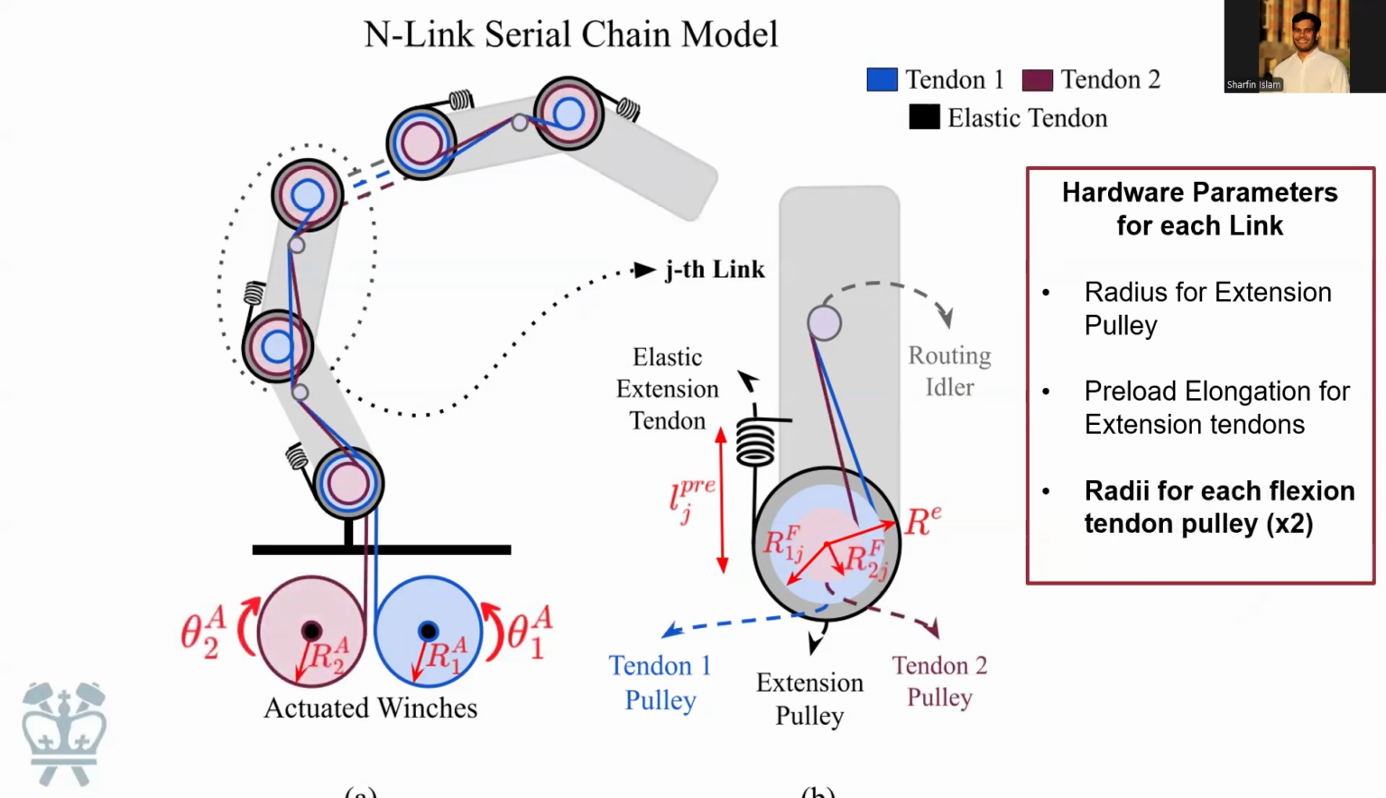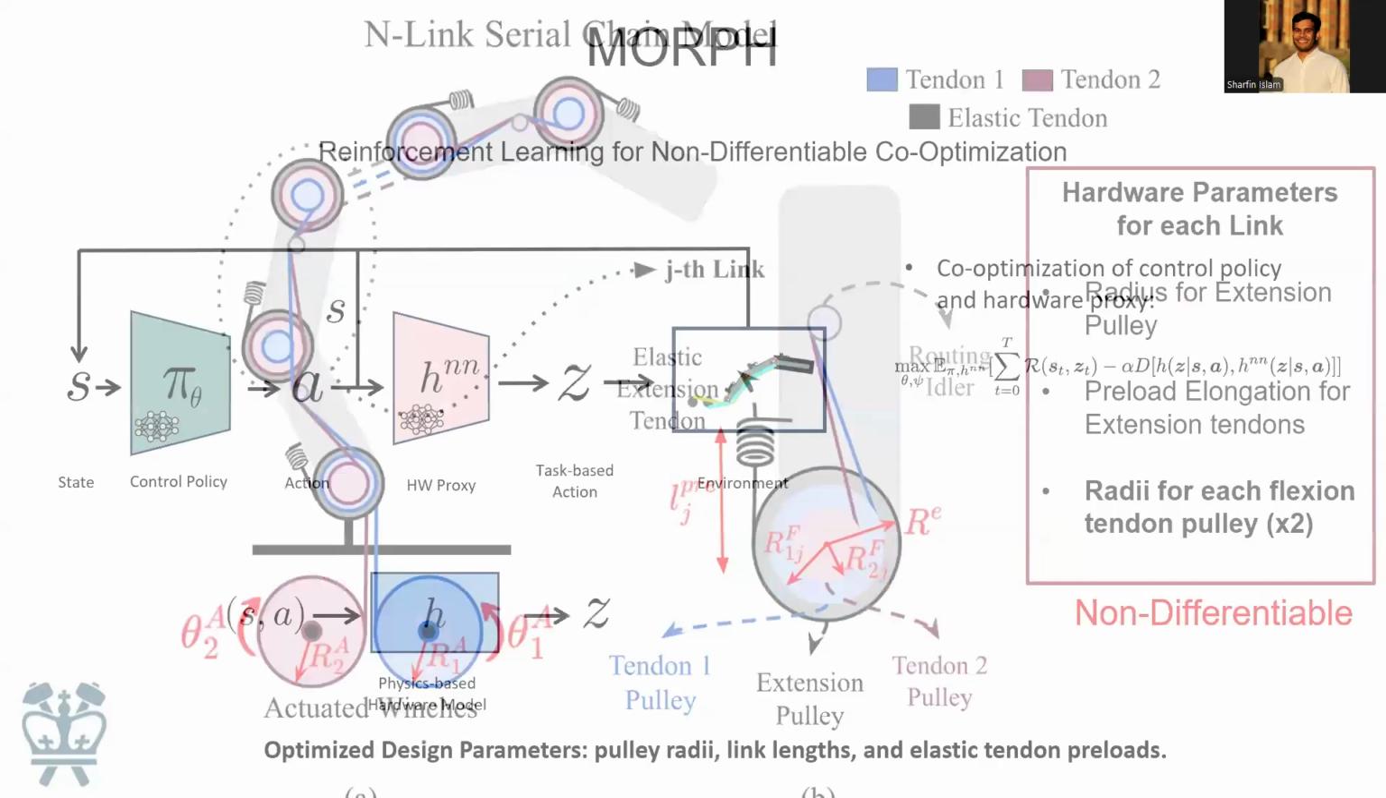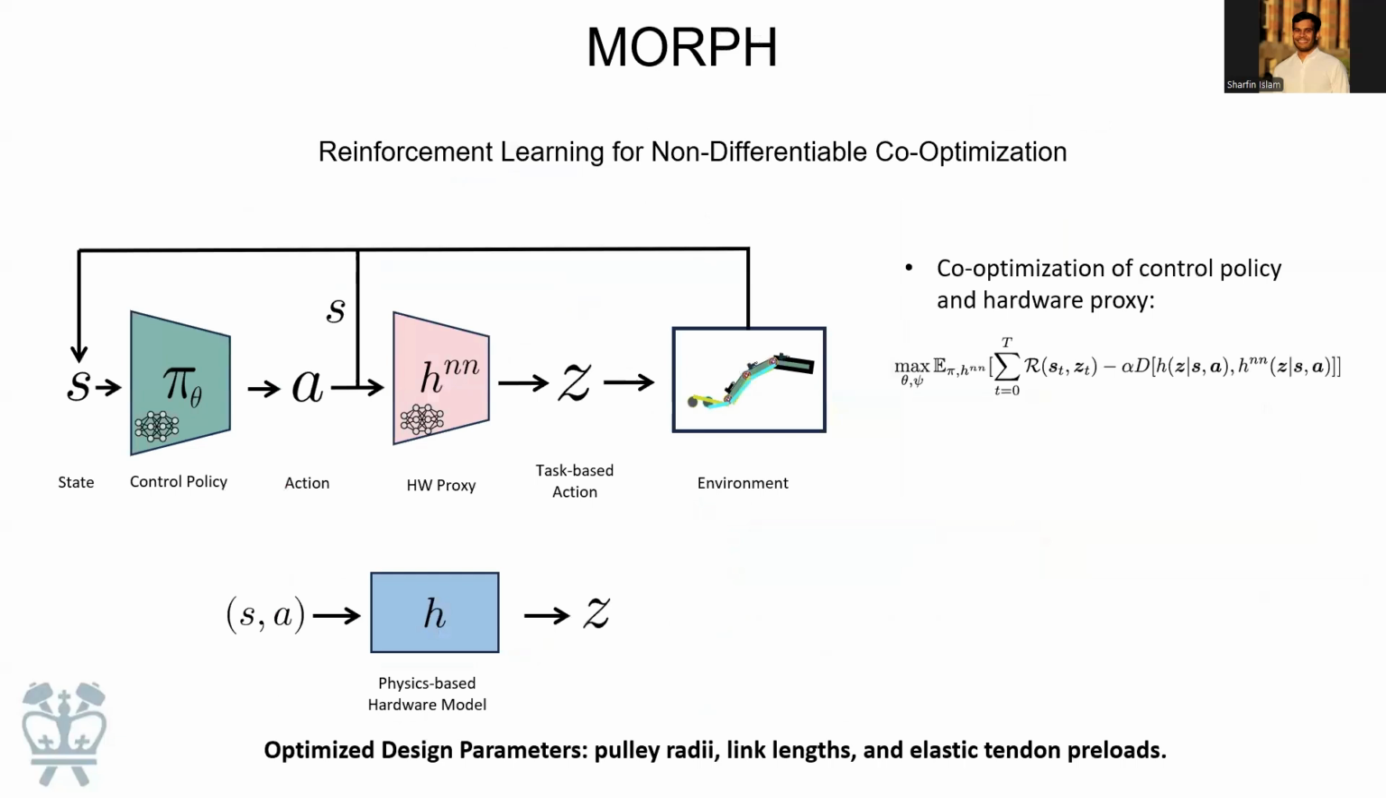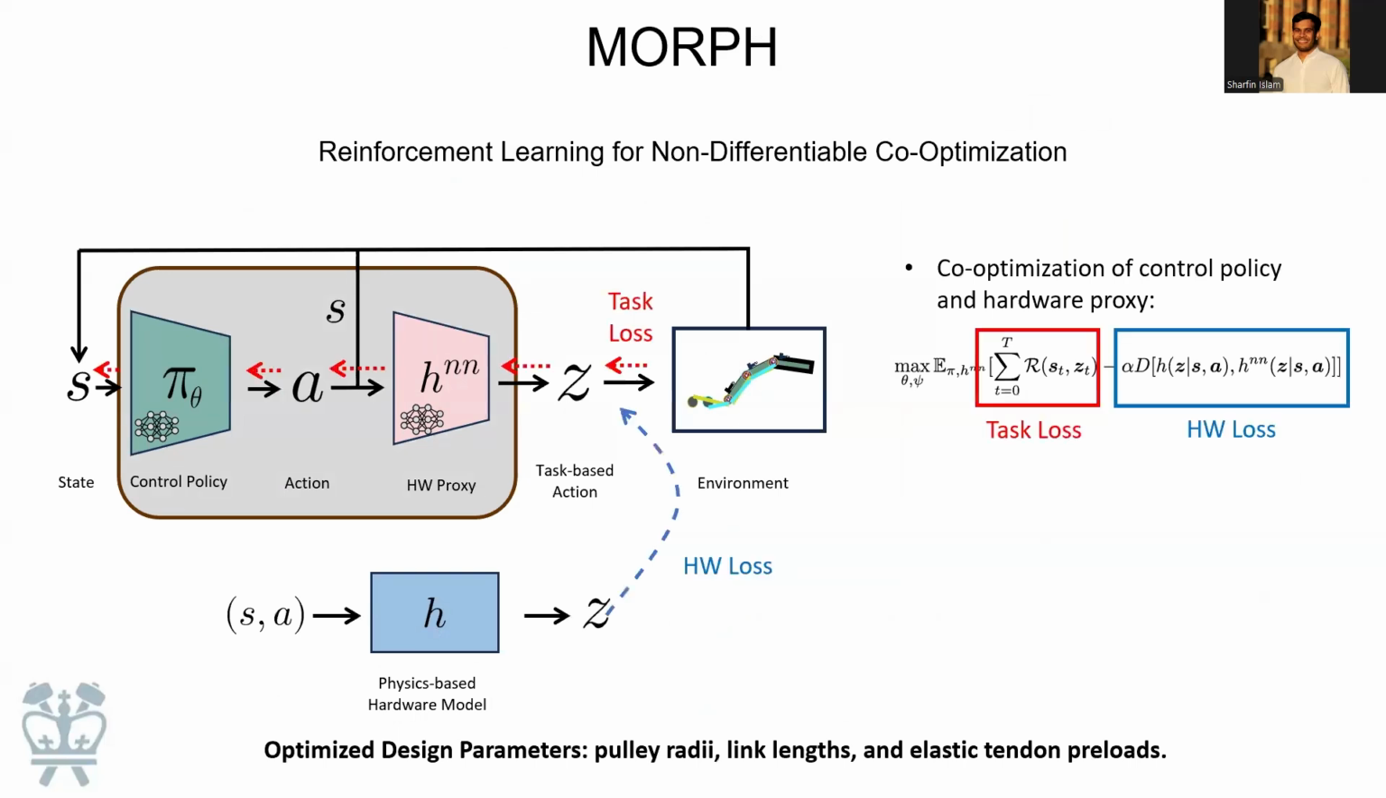Since the physics model of our manipulator is non-differentiable with respect to these parameters, we will need a method that enables non-differentiable co-optimization. We therefore apply Morph, an iterative training framework for design control co-optimization using reinforcement learning. First, we co-optimize both the control policy and neural network proxy of the hardware model with a hardware loss and task loss. The hardware loss is computed from a more realistic physics-based hardware model that can be differentiable or, in our case, non-differentiable.